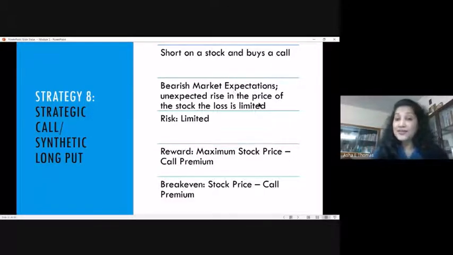But with an unexpected rise in the price of the stock, the loss is limited. Okay, so risk is limited. Reward is the maximum stock price minus the call premium, because you have sold the stock and you expect to buy from the call market and sell to that party, because short selling is a temporary adjustment which you make with your broker. Your broker is actually lending for you to sell that.